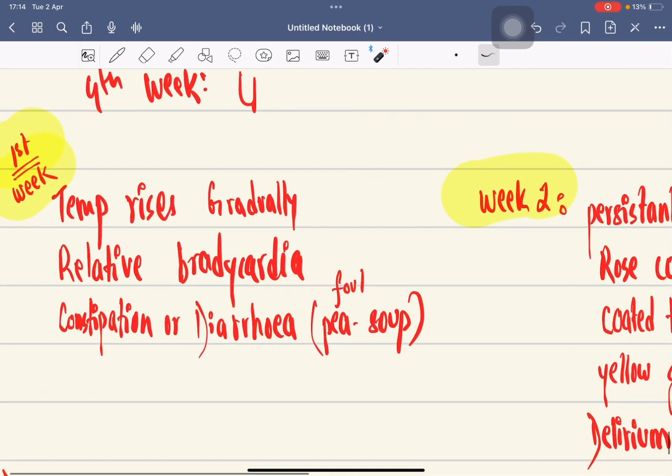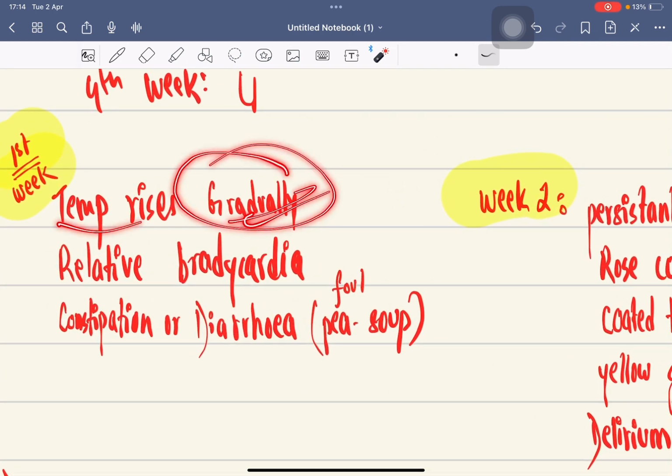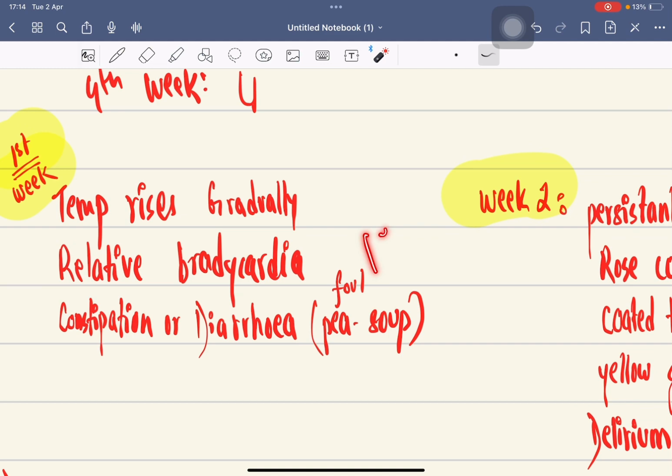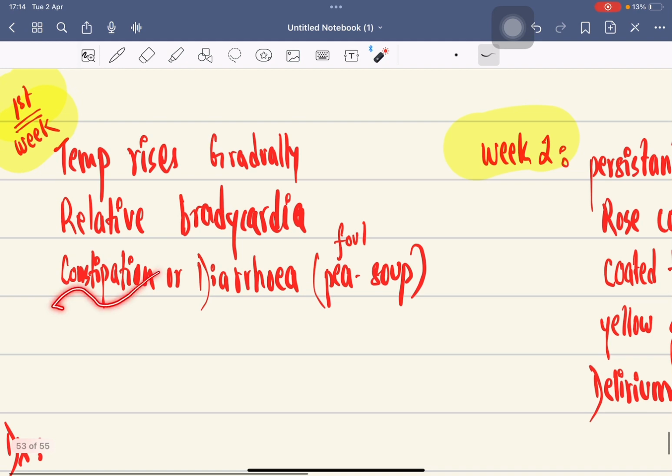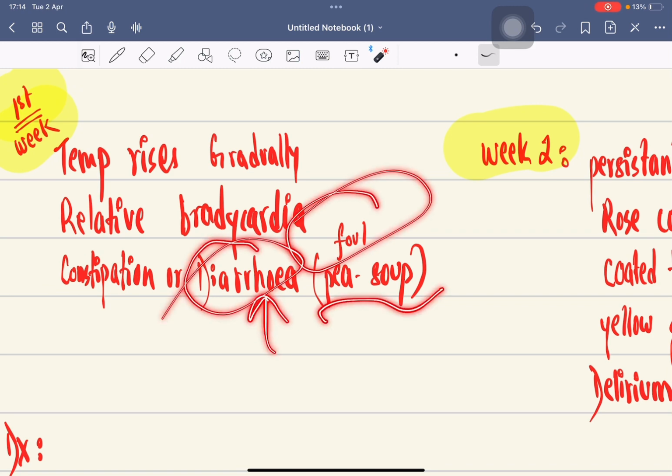During the first week, the temperature gradually rises. There occurs relative bradycardia. With a 1 degree Fahrenheit rise in temperature, the heart rate should rise by 10. But in relative bradycardia, the heart rate doesn't increase by 10 beats per minute with a 1 degree Fahrenheit rise in temperature. There might be constipation or diarrhea. Diarrhea is generally foul smelling like pea soup.